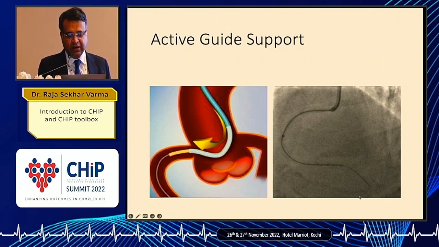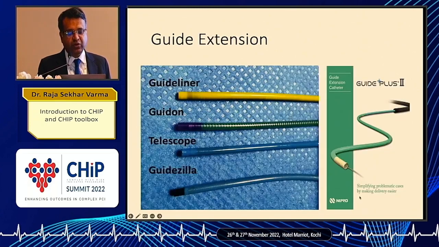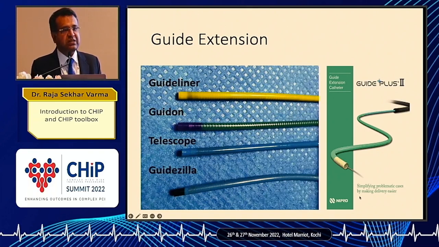You might even need a coronary guide extension. So guide extension may come in different types. You have the guide liner, the guide on telescope, guide Scylla, and you have the guide plus 2. So all these things will be again discussed later in different sessions. I'm just giving a brief outlook of all the things that need to be there.